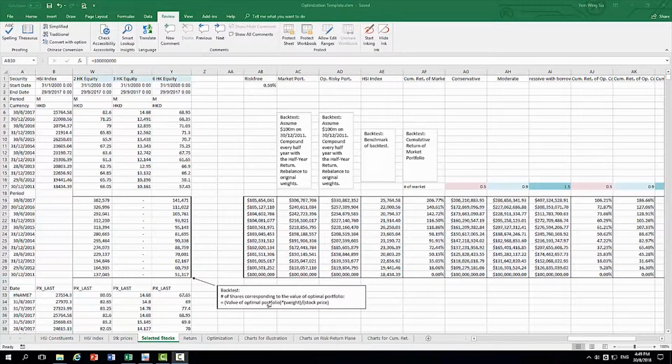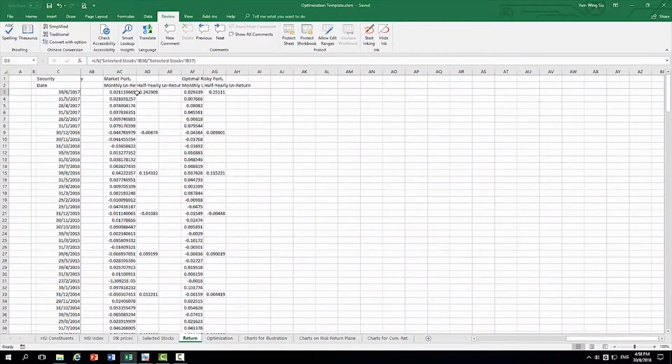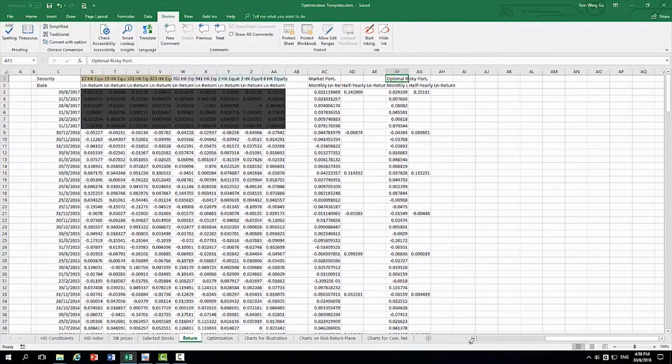Hi everybody. This is part 2 of preparing data in Excel for backtesting. Last time we have calculated the yearly return of the market portfolio and the optimal risky portfolio. This time we look at the value of the portfolio.